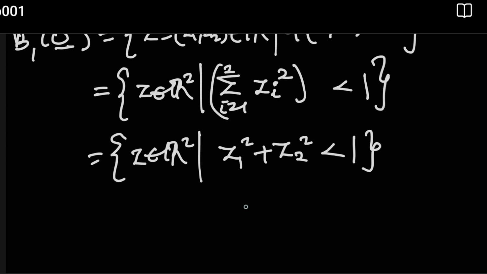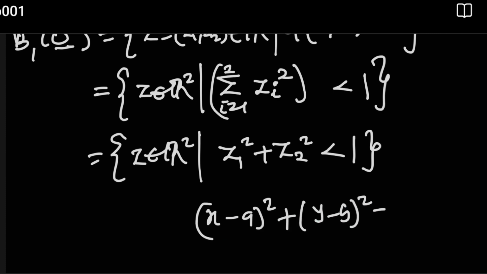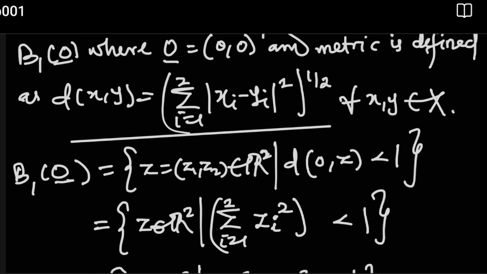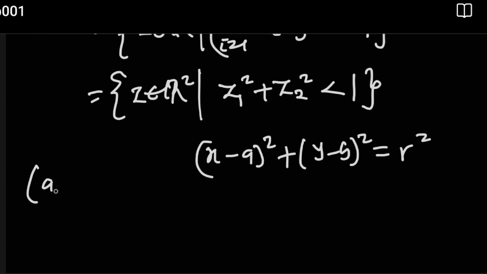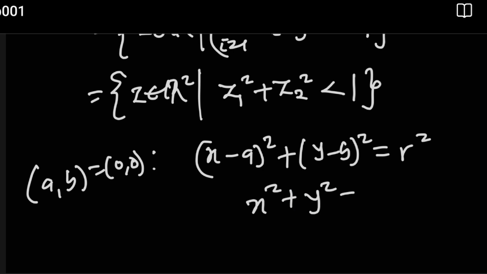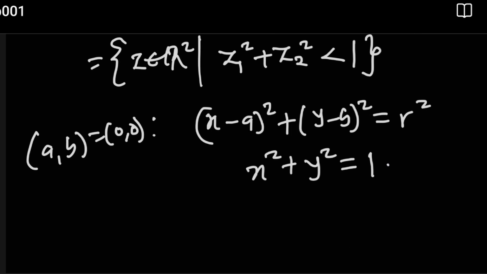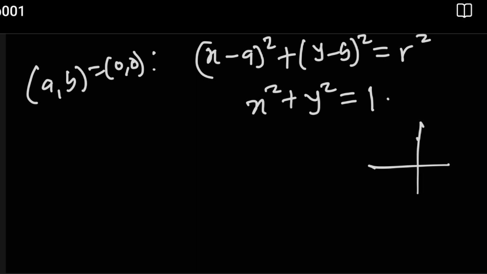If you remember the equation of a circle centered at 0, where our center is (0, 0), so a and b are 0, we have x squared plus y squared equals r squared, and our radius is 1. So this is a unit circle. We have a unit circle, right?